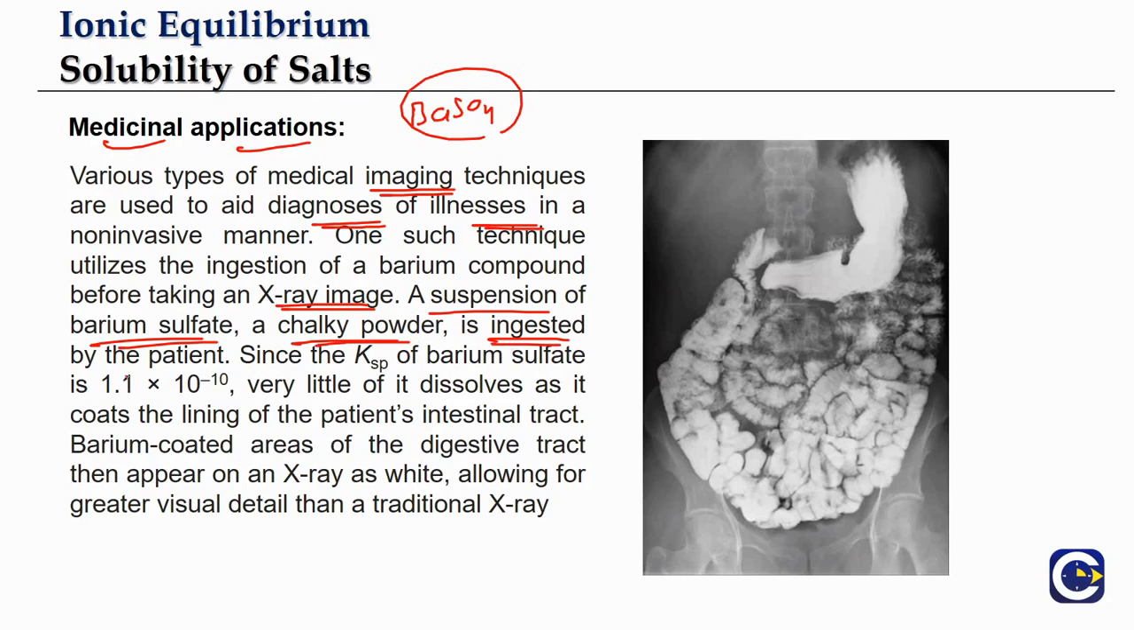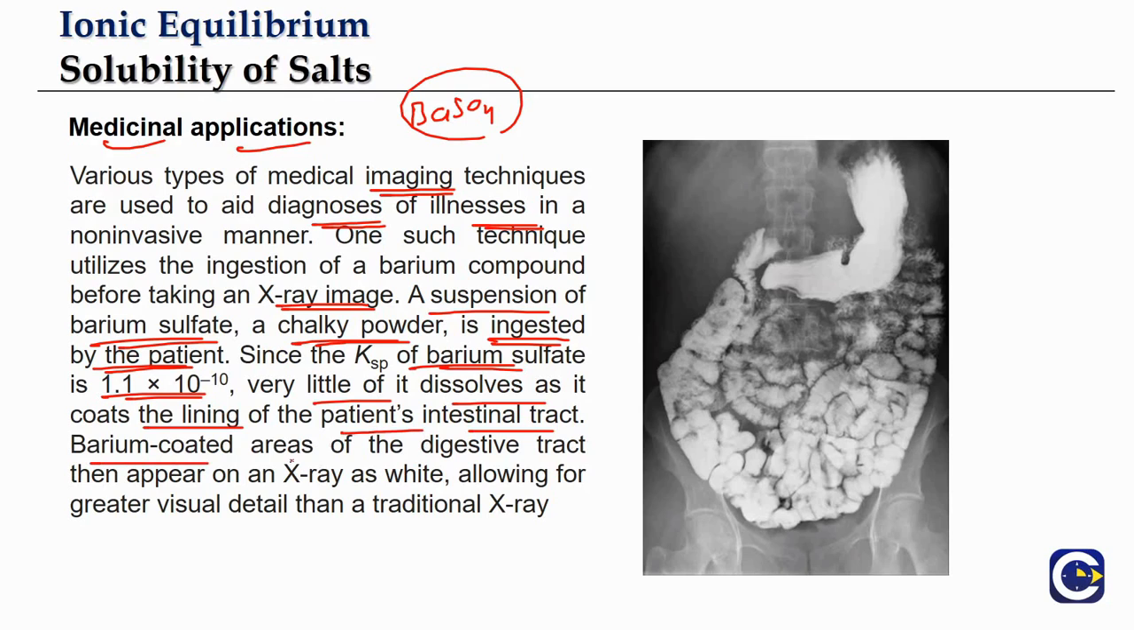We have a suspension of barium sulfate, which is typically a chalky powder, and this is ingested by the patient. The KSP value for barium sulfate is very small, 1.1 into 10 power minus 10. It is a very sparingly soluble salt, so very little will dissolve, and most of it will form a coating on the lining of the patient's intestinal tract.